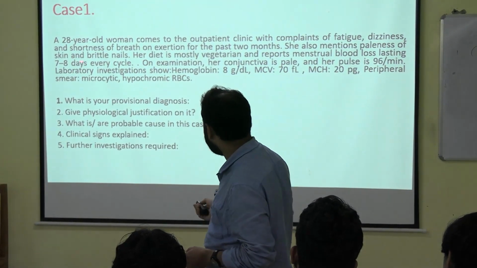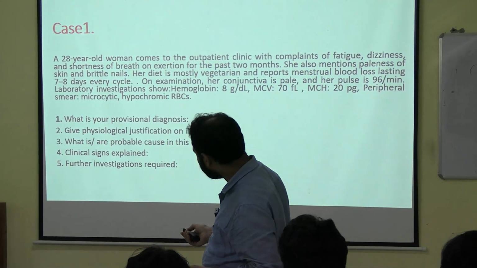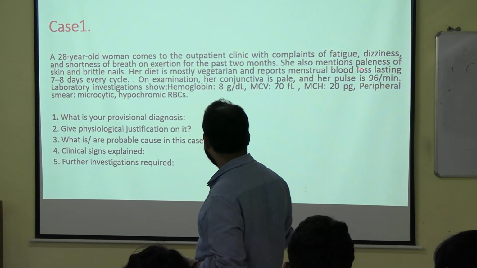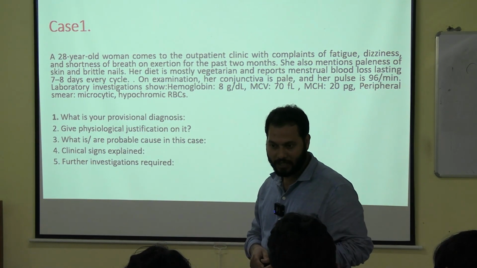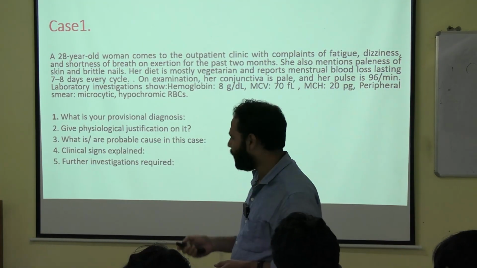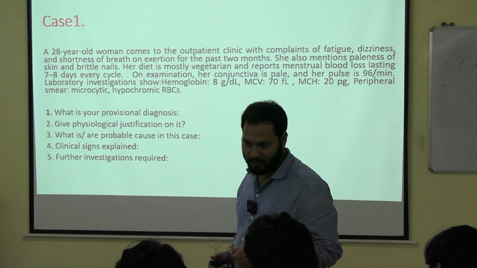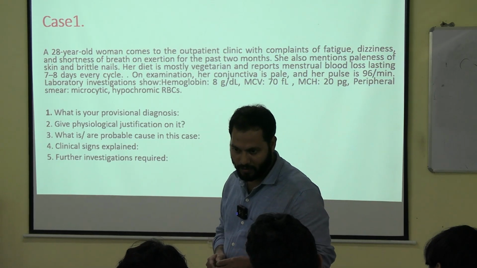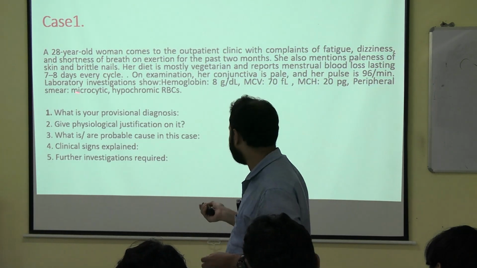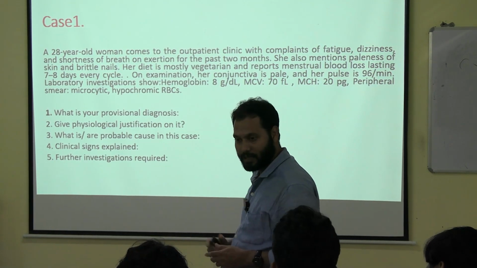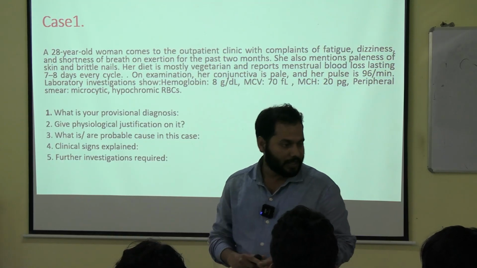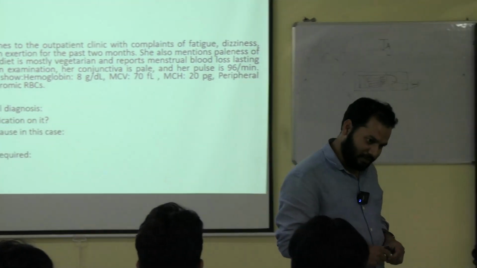Paleness of skin. Okay. So, other than these features that are given in this case, there are many other informations. You are not using other informations for provisional diagnosis, no? Only you are using these features. Okay. Anemia. Why?